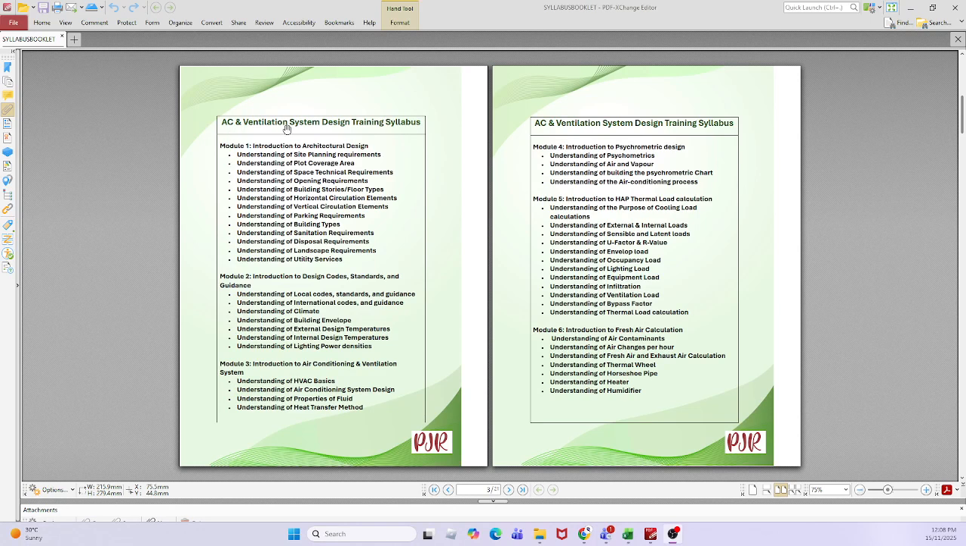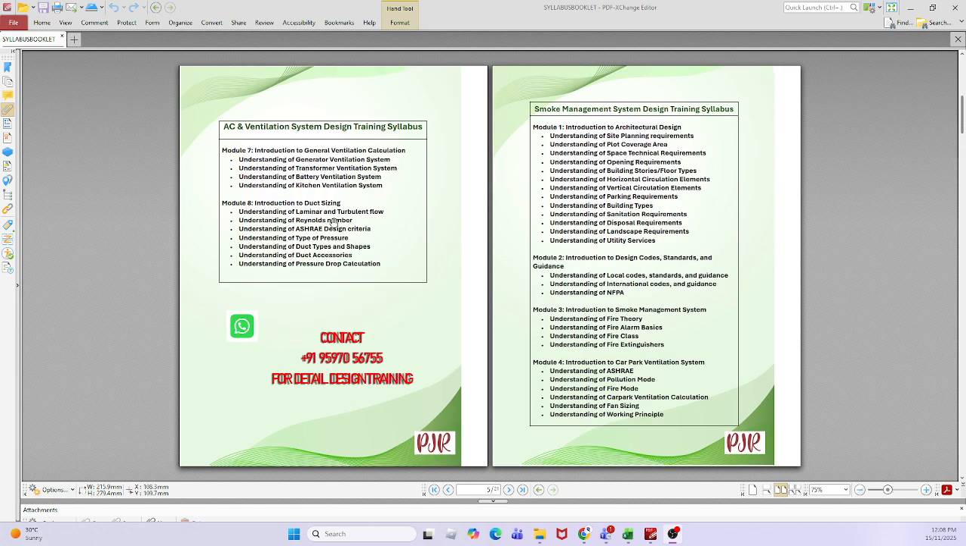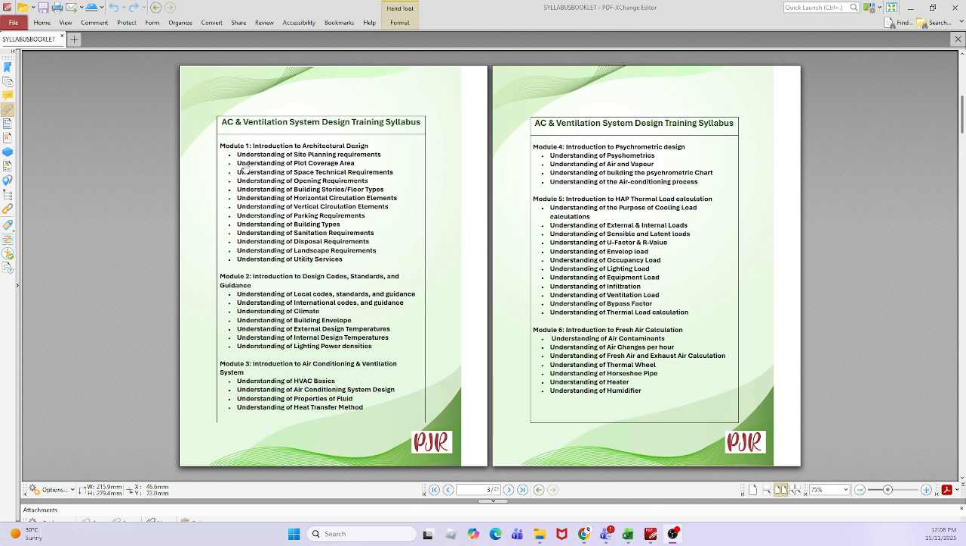So this is the syllabus for the AC and ventilation system design training. I hope you have gone through the complete syllabus, module 1 to module 8. We start with the last week's introduction to architecture design, where you understand the basic architectural design. It will be helpful for you to design the MEP systems.